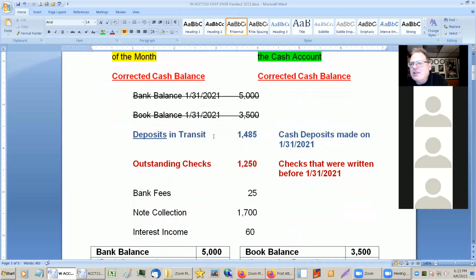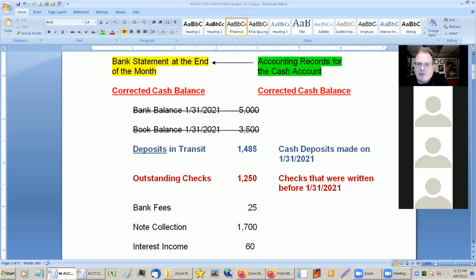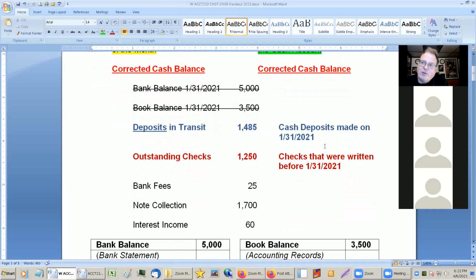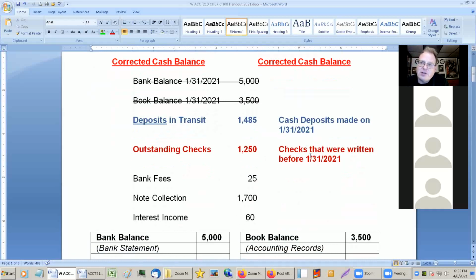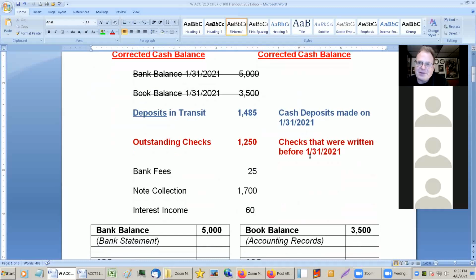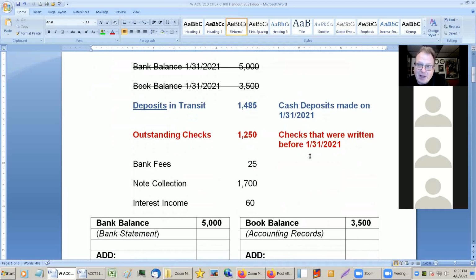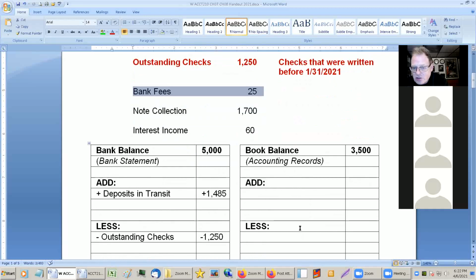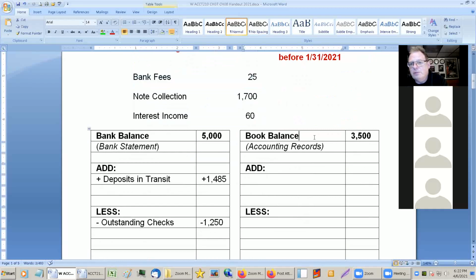The bank just takes it out. The bank doesn't wait for you to write a check for the bank fees. They just take it right out of your account. We got your account, we're taking the fees out. So there is no check. And that's one of the things that we have to put on the bank reconciliation. If we wrote a check, it would just be like any other check, but we don't write a check. They just take it directly out of our account. So we have to make an adjustment in our book.